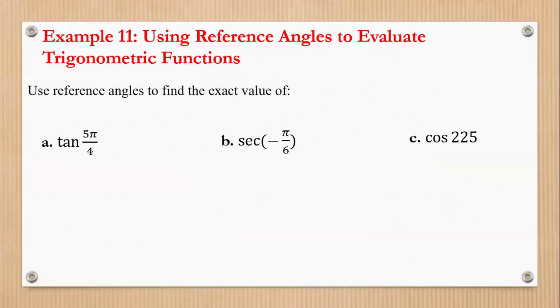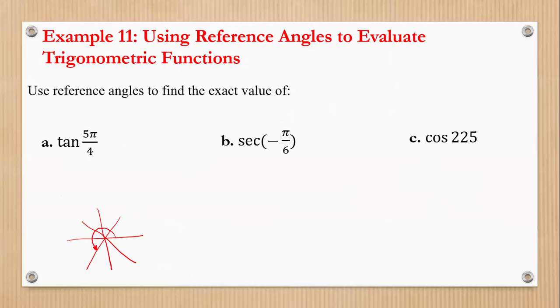For example, you want to use a reference angle to find the exact value of the tangent of 5 pi over 4. Okay, 5 pi over 4. First, we need to find the reference angle. If I divide each quarter by 2, now I have divided by 4. So 1, 2, 3, 4, 5 pi over 4. That's my angle.